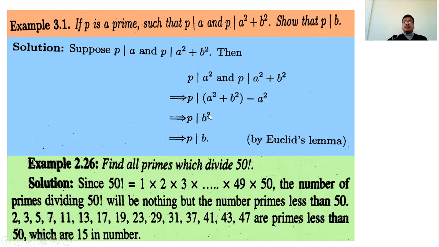Here p divides b square means p divides b into b. And then what do we have by Euclid's lemma? Either p divides b or p divides b. One of them is true.